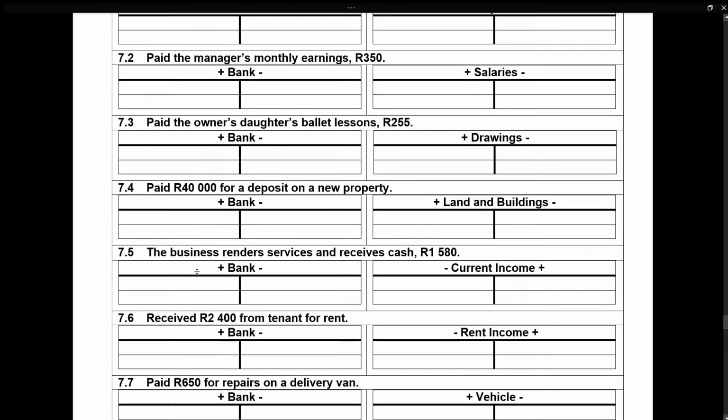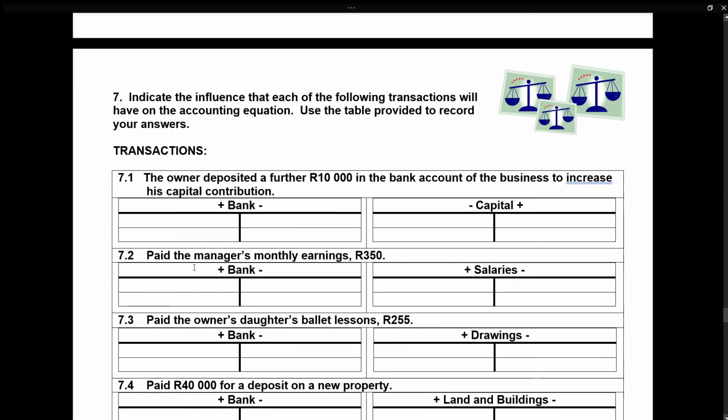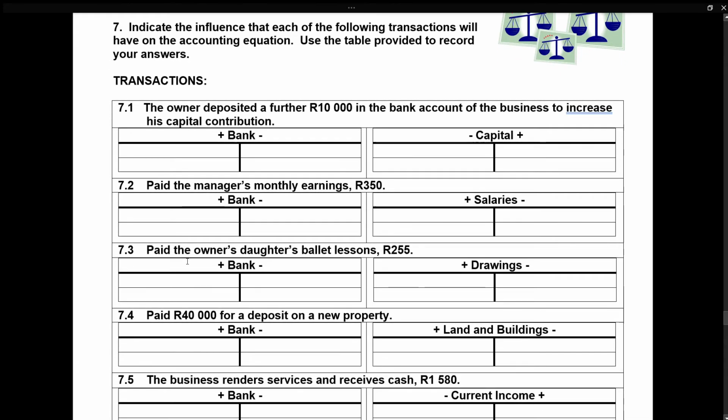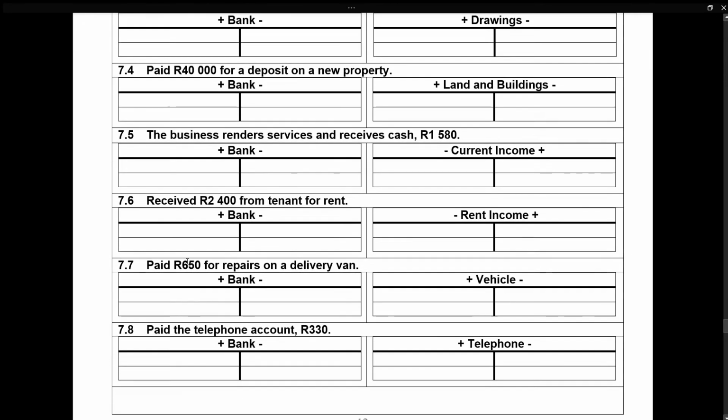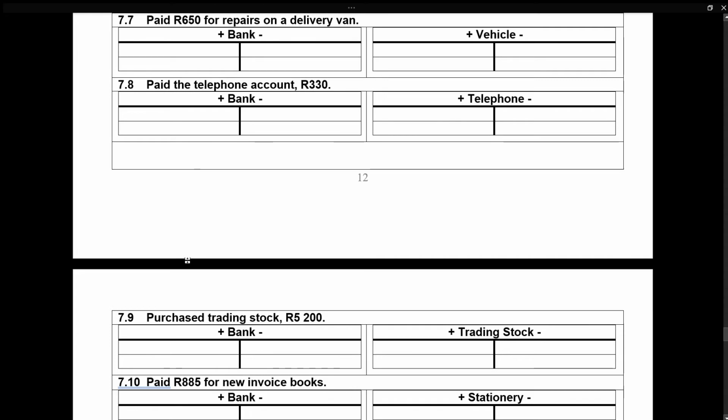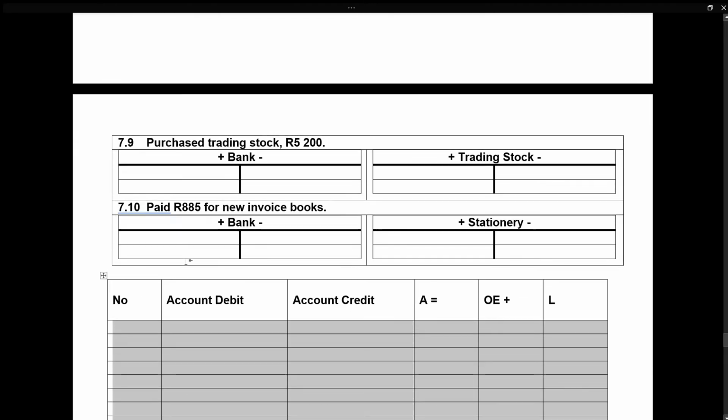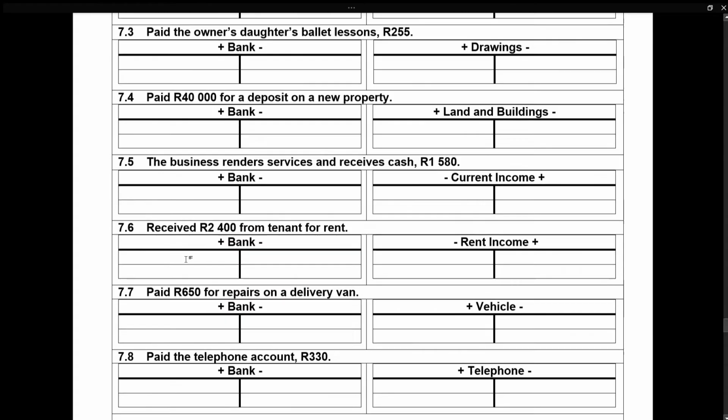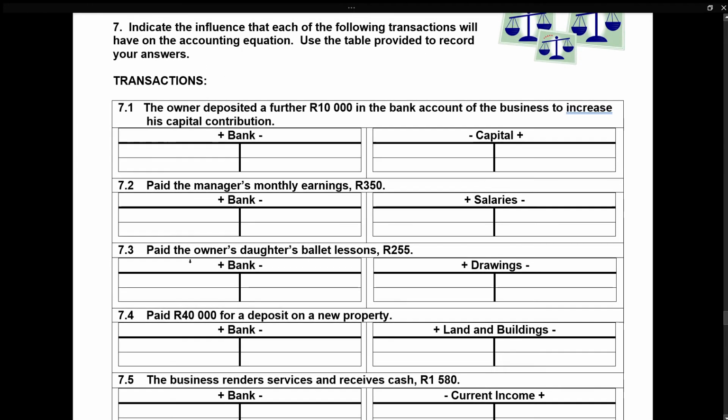So 7.1. The owner deposits a further 10,000 Rand in the bank account of the business to increase his capital contribution. Right, so step 1, we need to identify the two accounts we're working with. I've already filled in all of the accounts we're working with, but remember this part, the names for the T accounts you don't get. Right, so the first one, 7.1, it's bank and capital.